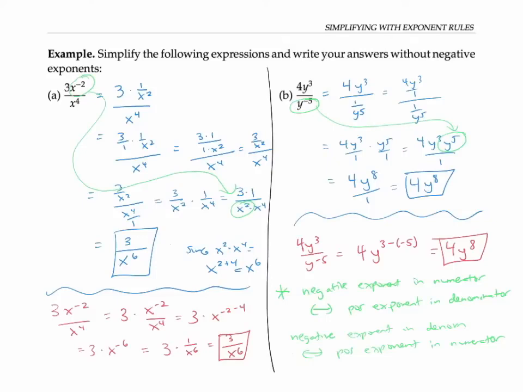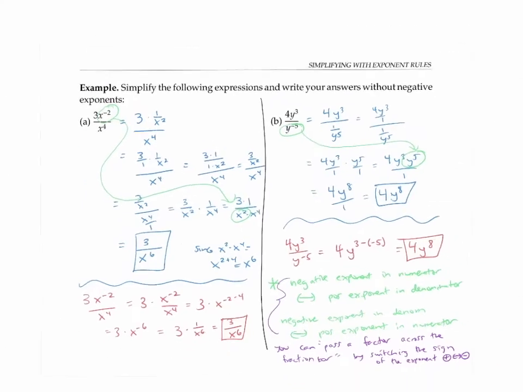Sometimes people like to talk about this principle by saying that you can pass a factor across the fraction bar by switching the sign of the exponent. That is, making a positive exponent negative or a negative exponent positive. Let's see how this principle gives us a shortcut for solving these two problems.